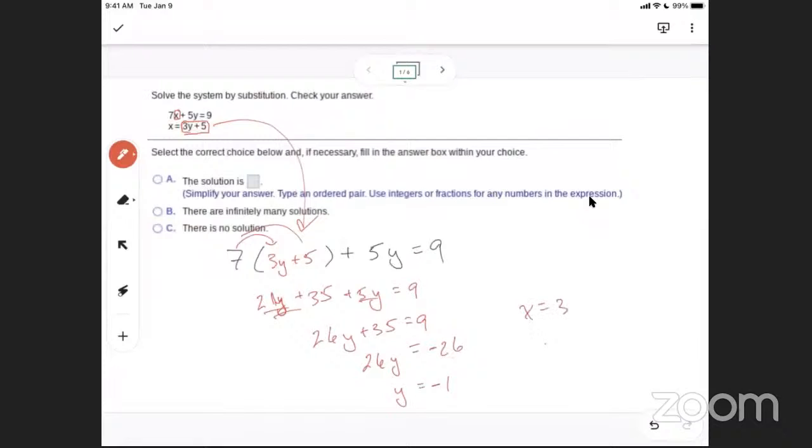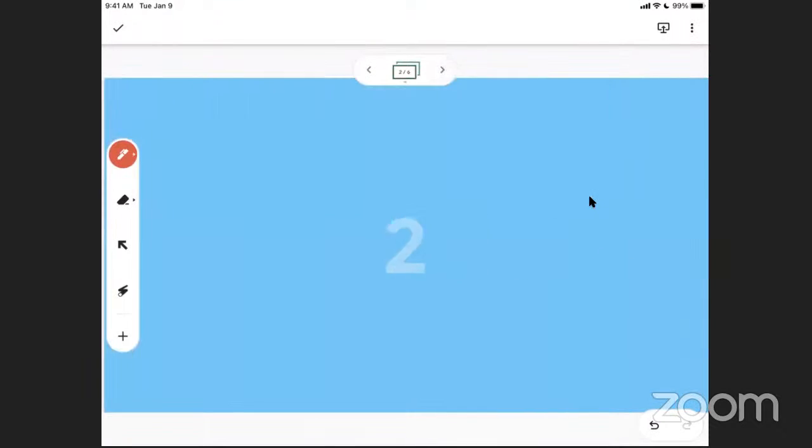So x equals 3 times y plus 5. Plug negative 1 back in, and I see that x equals 2. So my point is 2 comma negative 1. That's my solution. 2 comma negative 1. That's solving by substitution. Let's try another one.